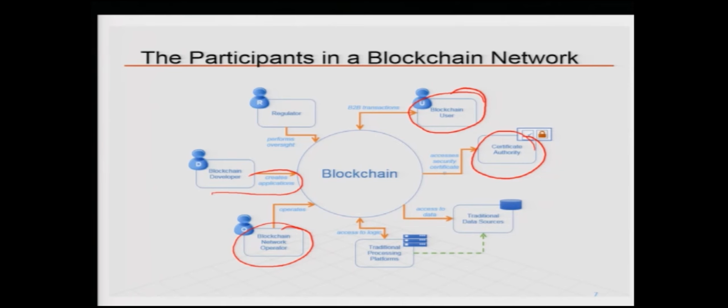Now, also blockchain might be used to interact with the legacy traditional data source. The blockchain might actually pull data from the traditional data source to have the information that is required to execute some transaction, or it can also send information back to the traditional data source. And the traditional processing platforms that were part of the IT system the company already had could also be integrated with the blockchain.